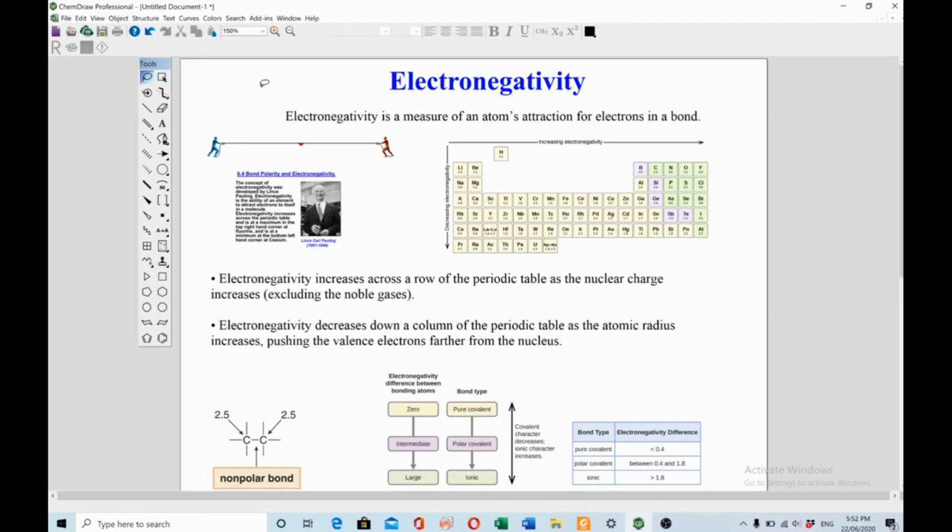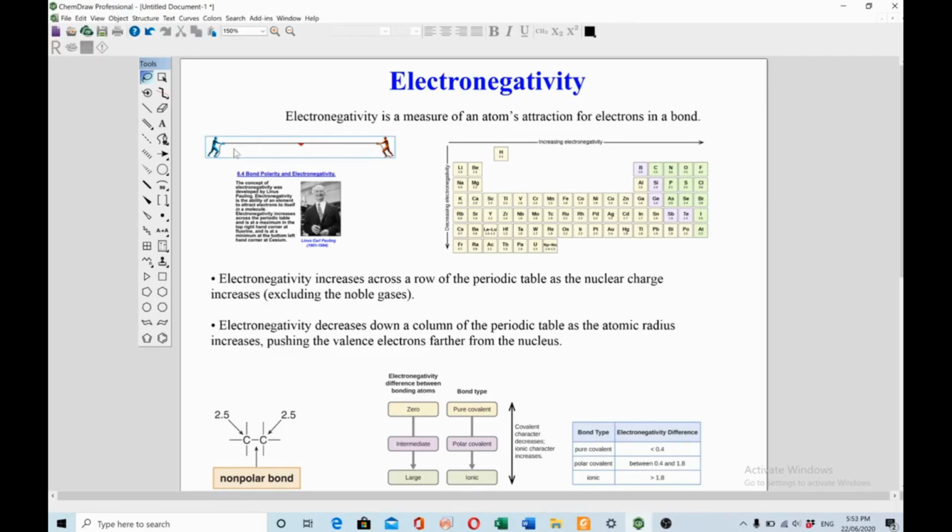Alright, the definition of electronegativity is a measure of an atom's attraction for electrons in a bond. This is how we define electronegativity. In simple words, consider two people pulling a rope, and if someone has more electronegativity, the rope will go towards that side, and if someone has less potential of electronegativity, the rope will be less on that side.